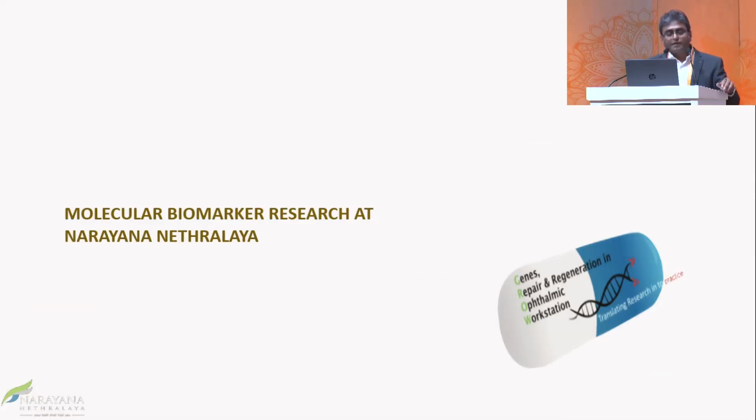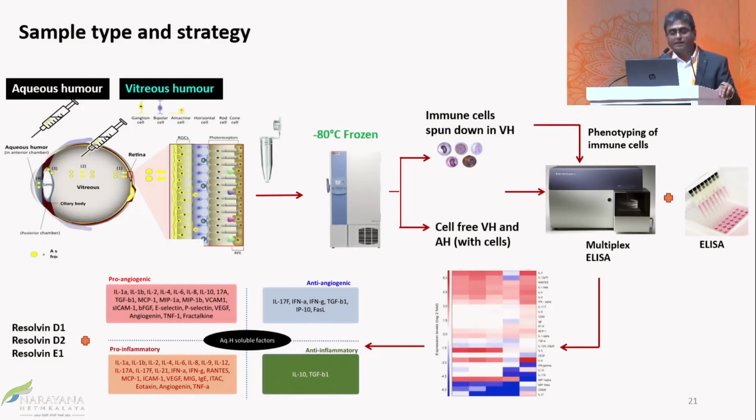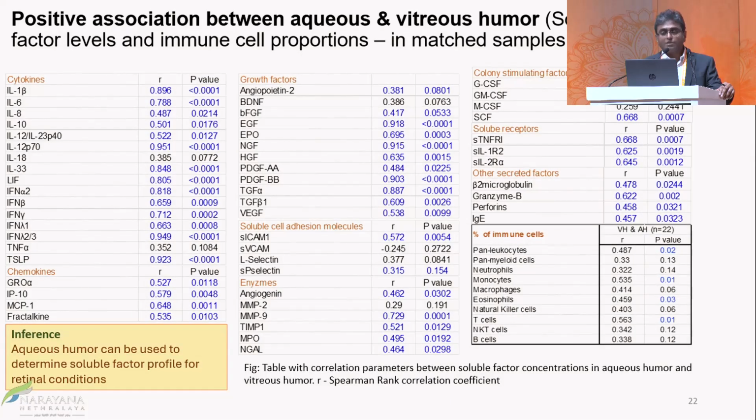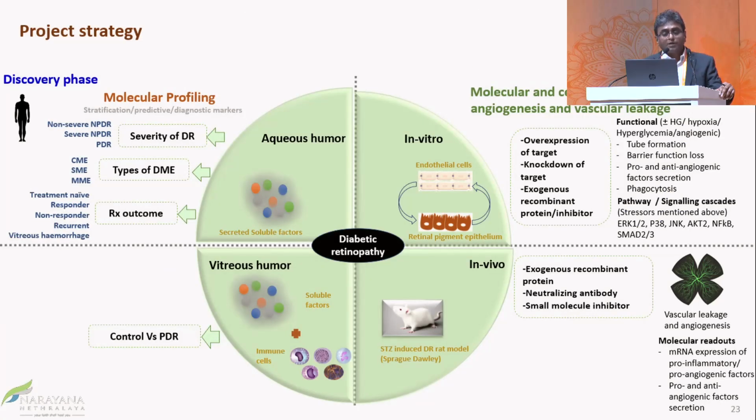So if you look at our biomarker research at Narayana Nethralaya, this is how we go about it. We do aqueous and vitreous humor sampling, and even serum and tears as well. Then we store at -80, then we do the ELISA testing. These were the initial tests wherein we found there was a good correlation between aqueous and vitreous, so we can easily say that we can use aqueous also to determine these biomarkers. So this is how it goes.